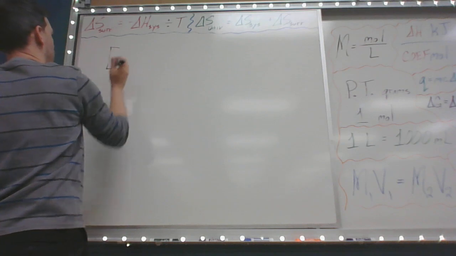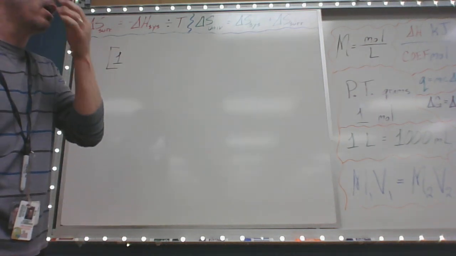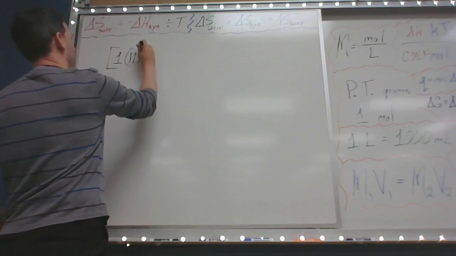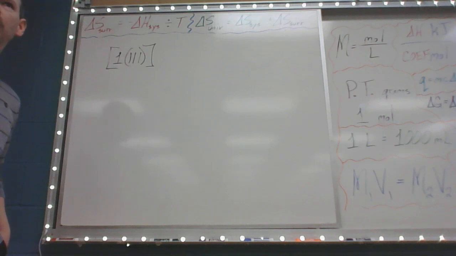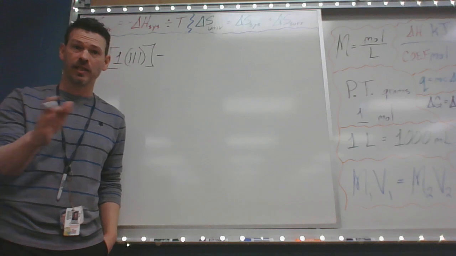All right, so in my first bracket, products, there's only one of that first aluminum chloride product with an S value given of 111. So there's all the products. Minus, because it's products minus reactants.